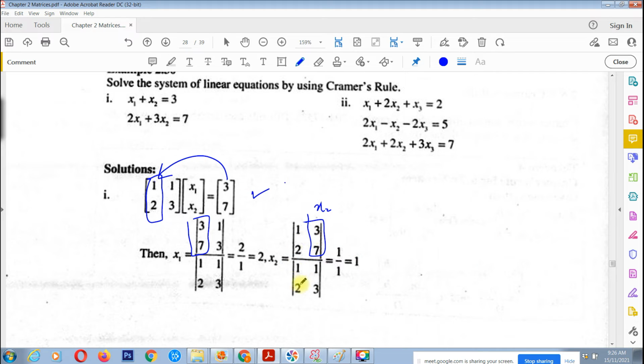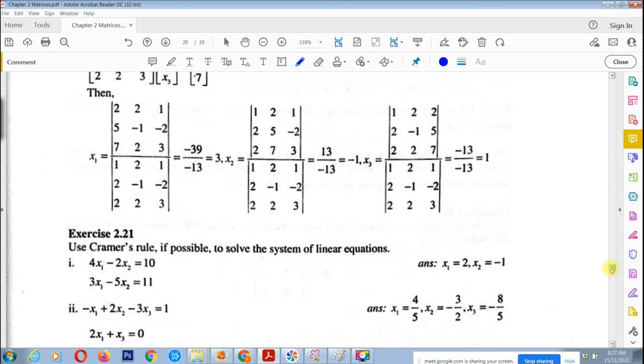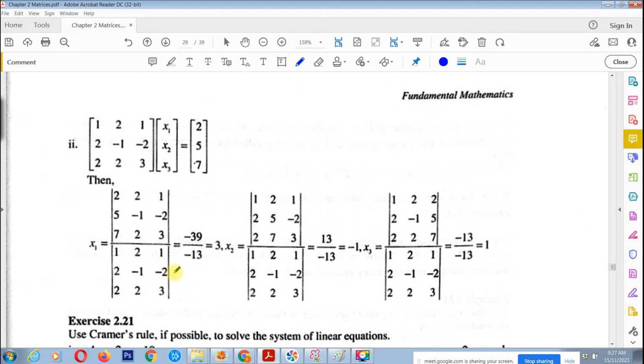So we solve this. This is a determinant of X matrices. So we get 1. For 3 by 3 matrices, we will need to find the determinant of A, which is negative 13.